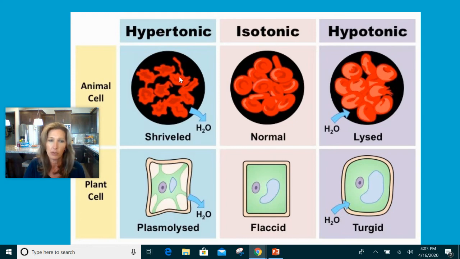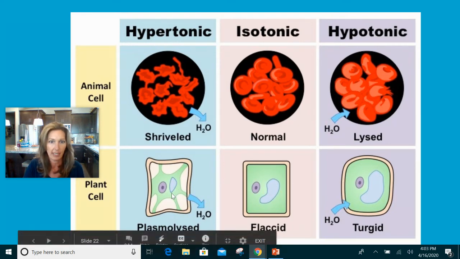And so remember, I also told you too, water will always move from the hypo towards the hyper. So in this case, water is moving towards that more dissolved solute. So these cells are going to shrivel. Here in a plant cell, if I over-fertilize my lawn, well, now I've created a hypertonic solution surrounding my plant cells. And so water is going to leave the cells towards the hypertonic dissolved solute.